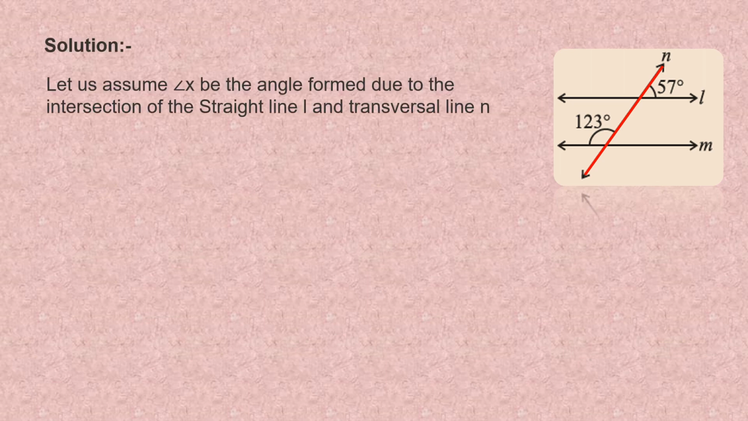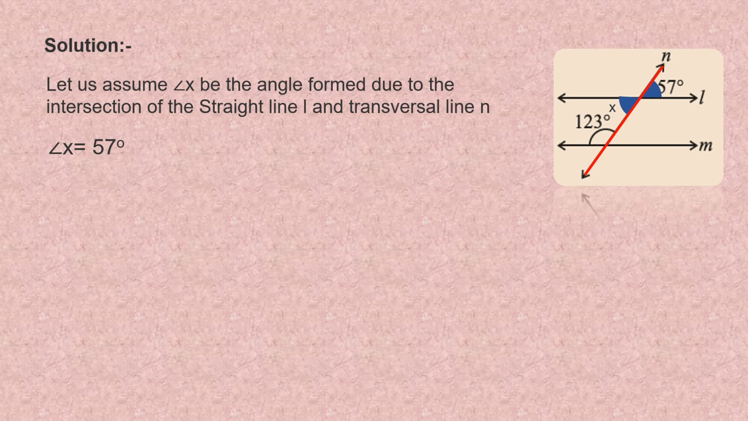Here N is the transversal. Let us assume that angle x is formed due to the intersection of straight lines L and N. So let us mark x on this figure. So angle x equal to 57 degrees because they are vertically opposite angles.